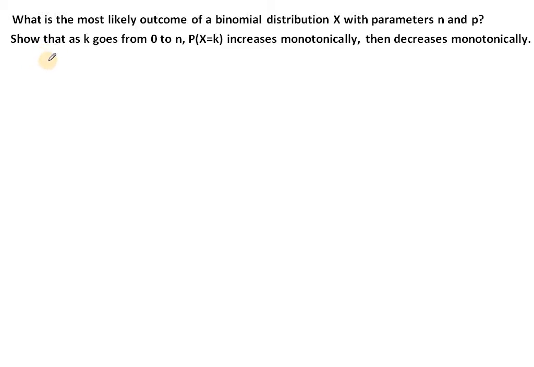So let's first start with the probability distribution for the binomial distribution. You write it as P(X = k). It's equal to n choose k times p to the k, times 1 minus p, to the n minus k.